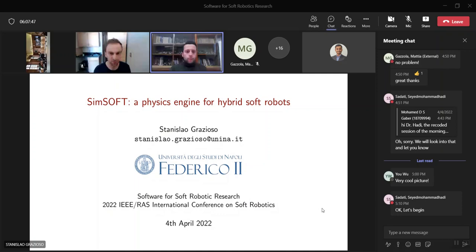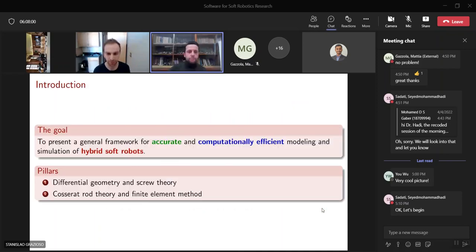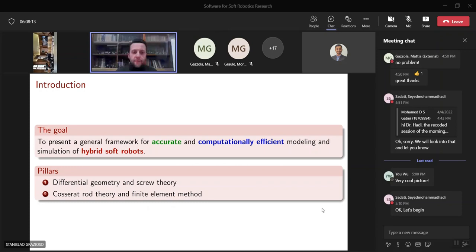And so in my brief talk, I will discuss SimSOFT, which is our physics engine for hybrid soft robots. I'm Stanislao, and I come from the University of Naples, Federico II. The goal which motivated our work in previous years was to develop a generic framework for both modeling and simulation purposes, as accurate and computationally efficient as possible, for allowing the simulation of rigid and soft robots.